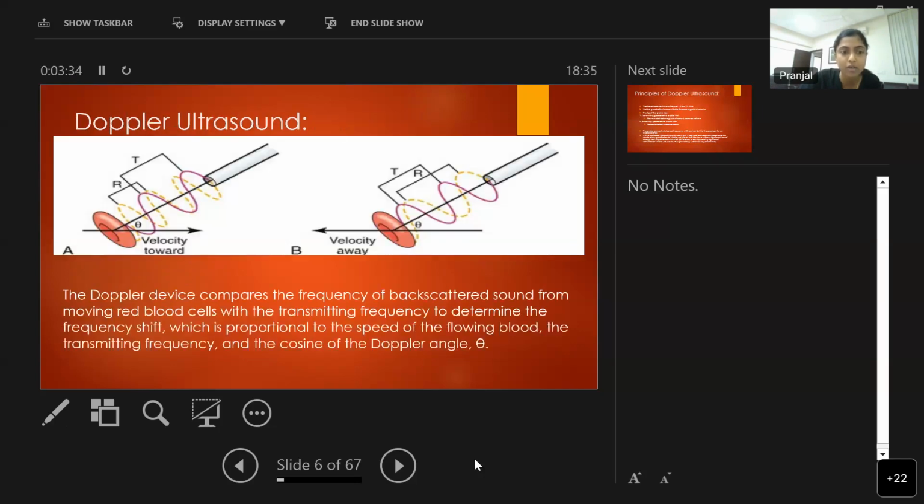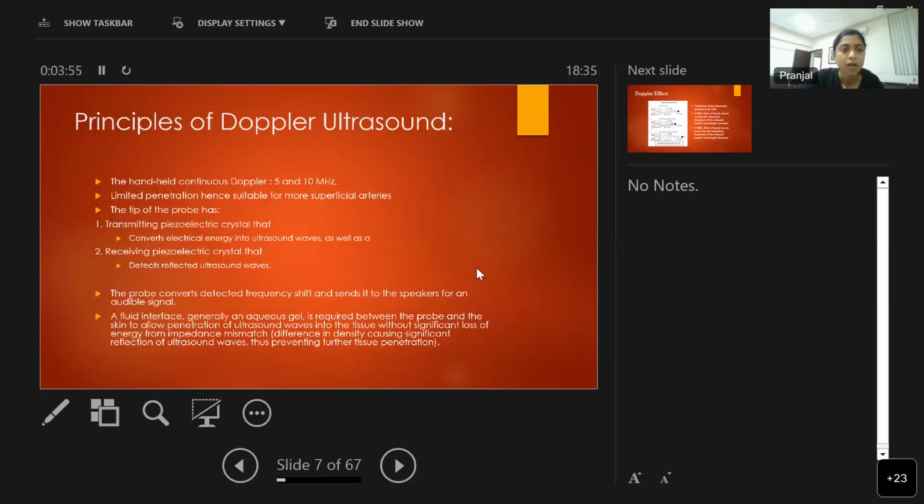The Doppler ultrasound device compares the frequency of backscattered sound from a moving red blood cell with the transmitting frequency to determine the frequency shift, which is proportional to the speed of the flowing blood, the transmitting frequency, and the cosine of the Doppler angle, that is theta. The principle of a Doppler ultrasound is that it's a handheld continuous Doppler with a frequency ranging between 5 and 10 megahertz. It has limited penetration, hence it is suitable for more superficial arteries.